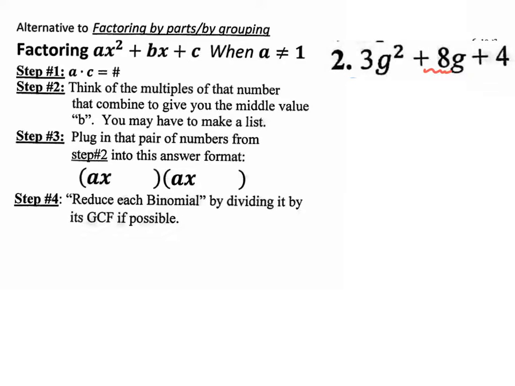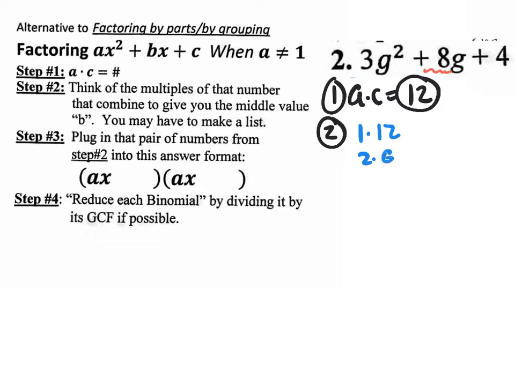Now, step 1 is exactly the same. Step 2 is exactly the same. Step 3 and 4 are a little different, and you're going to appreciate it. Check it out. Step 1, multiply a times c. And a times c, we already know, is 12. Step 2, think of the multiples of 12 that combine together to give you the middle value, 8. So I have 1 times 12, 2 times 6, 3 times 4. Which pair of numbers combines together to give us 8? 2 and 6.